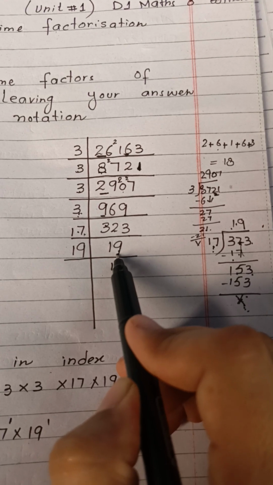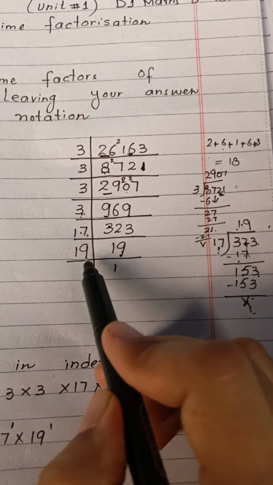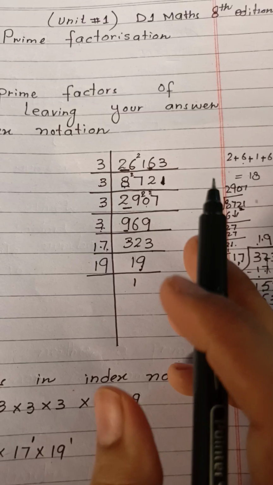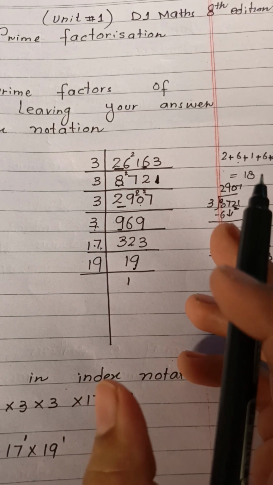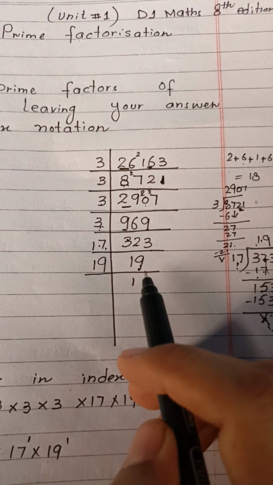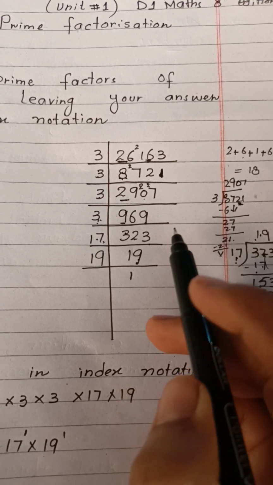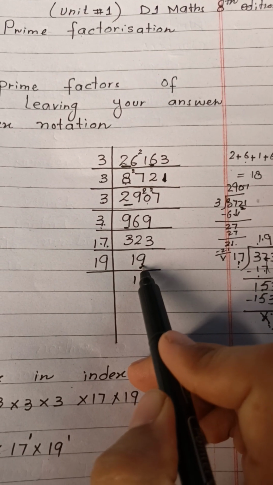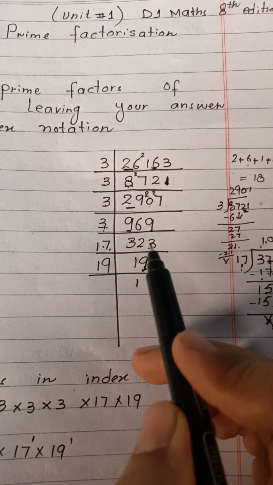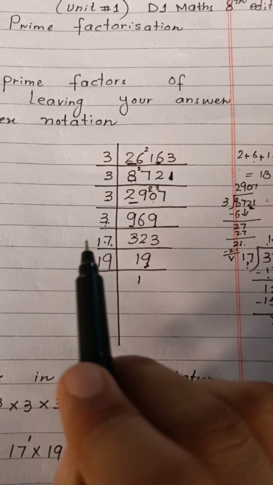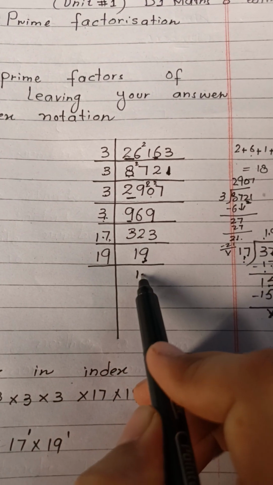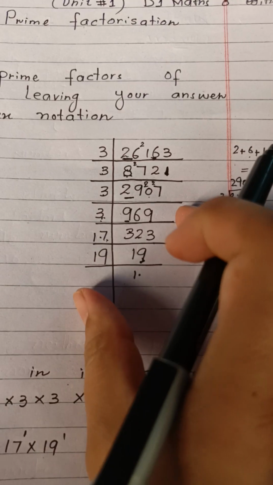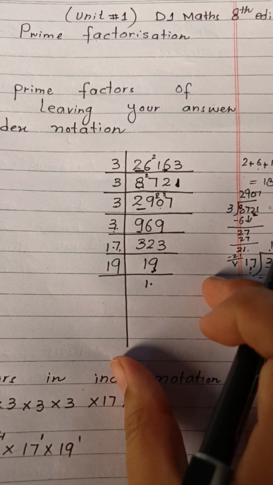And after 17, the next prime number is 19. 19 is a prime number, so it will be divided by 19 only, because prime numbers are those numbers which have only two factors, 1 and the number itself. So 19 is a prime number. It will be divided only by the number itself. So 19 1 time 19. So these are the prime factors.